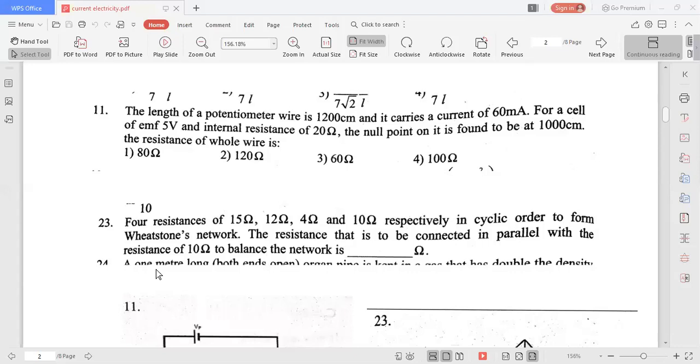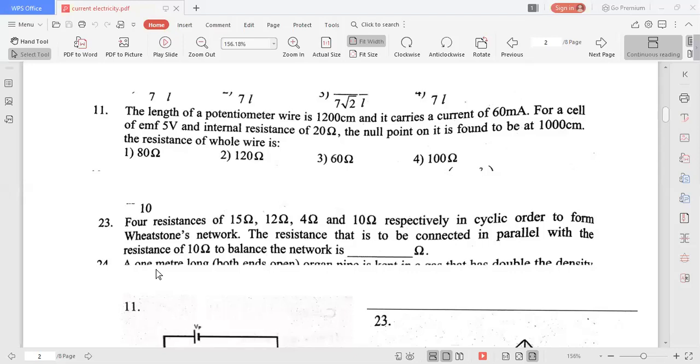For that, some information is given. For a cell of EMF 5 volt, that means it is in the secondary circuit. The EMF of the cell in the secondary circuit is E equal to 5 volt and the internal resistance of the cell is equal to 20 ohm. The null point is found to be L equal to 1000 centimeter. Of course, this is also given in centimeter only. The resistance of the whole wire R_P is equal to question mark. In the secondary circuit, the EMF of the cell is this one, and the balancing length is this one.